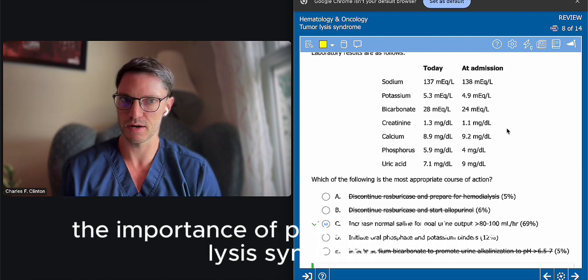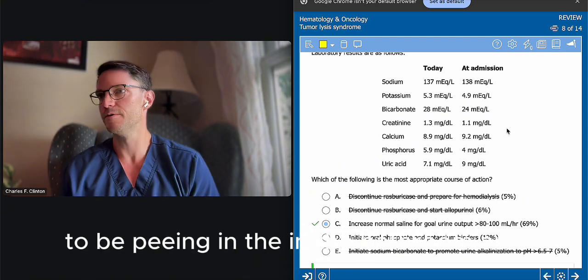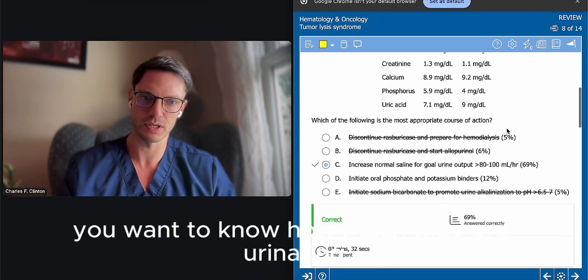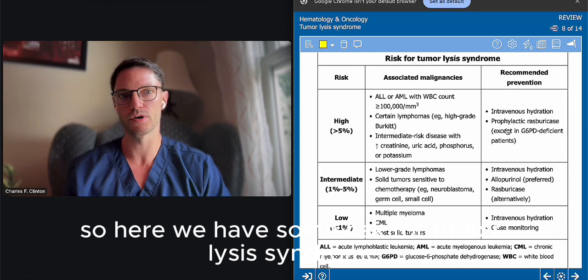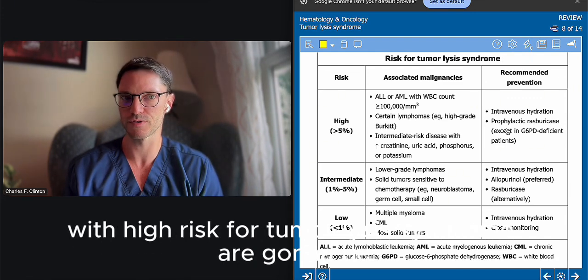So that's the importance of patients with tumor lysis syndrome, to have an adequate evaluation of hourly diuresis. You don't want these patients just to be peeing in the bathroom and you have no idea what's going on. Okay, you want to know how much they are urinating. So here we have some risks for tumor lysis syndrome. Yeah, so I'll just go through those with high risk for tumor lysis syndrome.